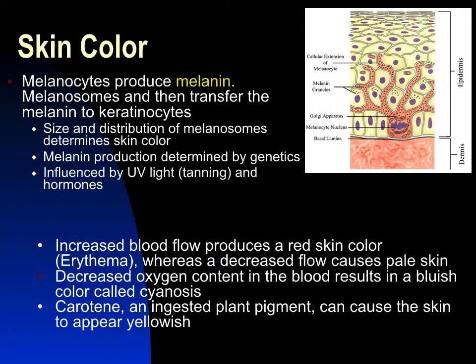There are other things that can give the skin color. For those of us with light-colored skin, blood flow can change skin color, so it's reddish. There can be changes in skin color due to decreased oxygen content. That can make the skin bluish, and this is called cyanosis. And then certain other pigments can accumulate in the skin, like keratin.